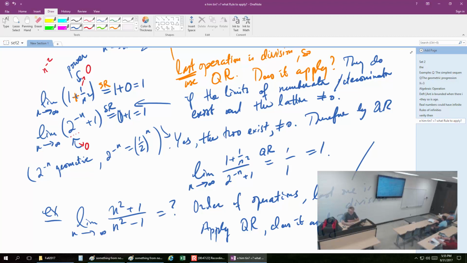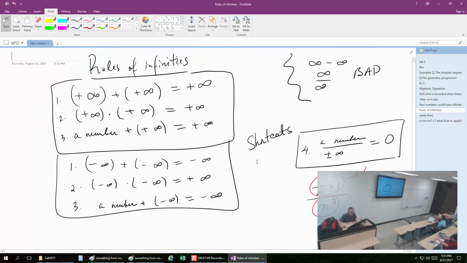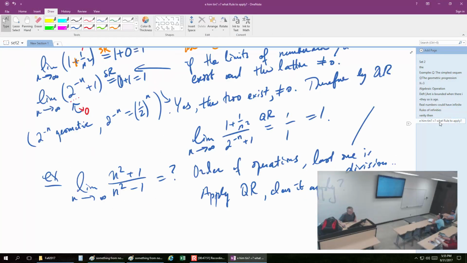Well, what's the limit of the numerator? Can you divide infinity by infinity? Well, you know the answer. We talked about that. No, we actually did not talk about it, but it's definitely not on the list of rules, is it? This is the list. Oh, yes, it is bad, so let's explain why you don't want to divide infinity. You should have started with the observation that the limits are actually both infinite. So the limit of n squared plus 1 is infinity. The limit of n squared minus 1 is also infinity.